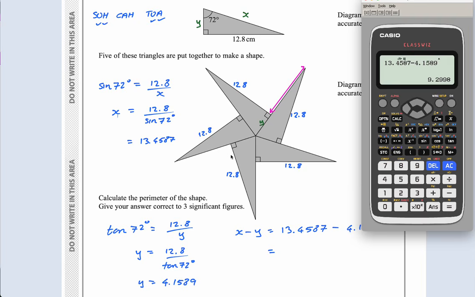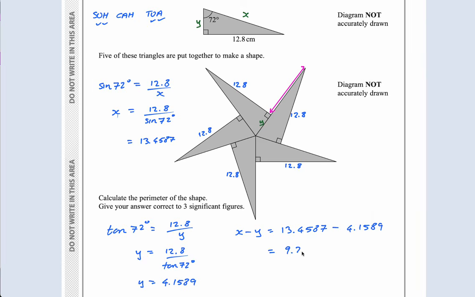4.1589, which gives 9.2998. Okay, that's this length. Is that what I said? Yes. So this is now 9.2998. I actually will round this, guys, because it's 9.3 if you round it up. So that's 9.3.